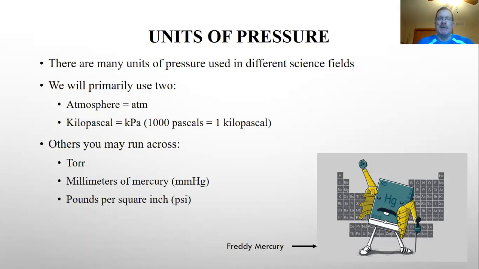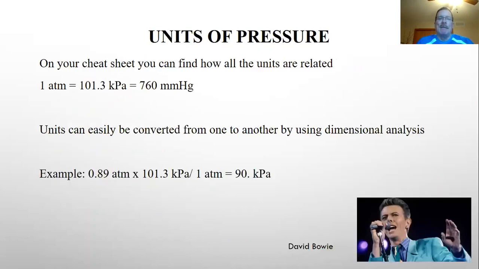So that's just giving you that idea. Okay. On your cheat sheet, under pressure, you've got a number of different values that allow you, through dimensional analysis, to go between different pressures. Okay. 1 atmosphere is 101.3 kilopascals, is equal to 760 millimeters of mercury, is equal to, I think it's 14.7 psi. I'm not sure, it doesn't matter to us.